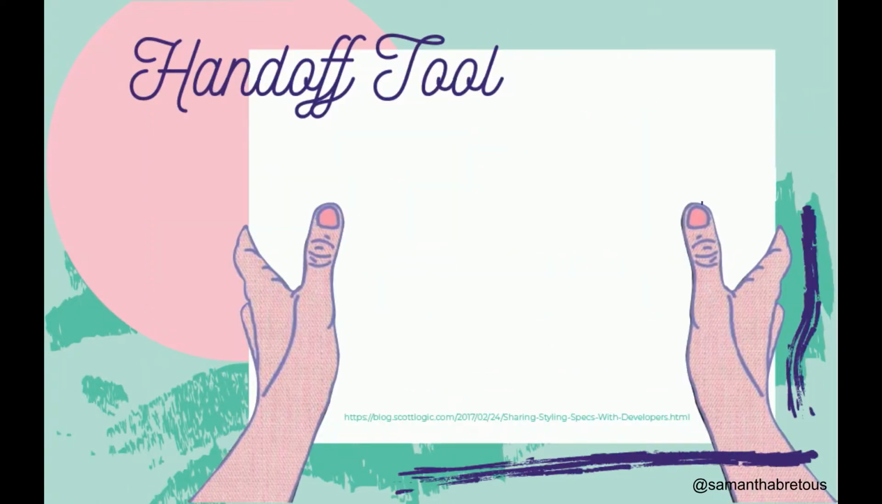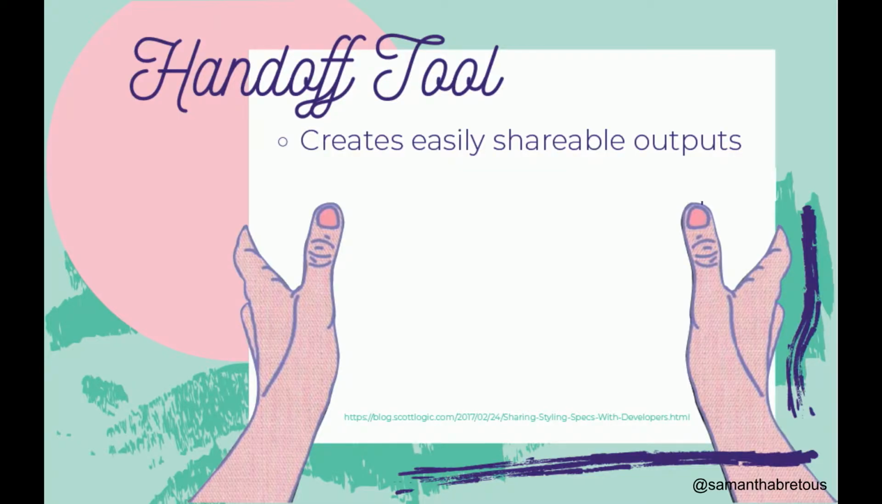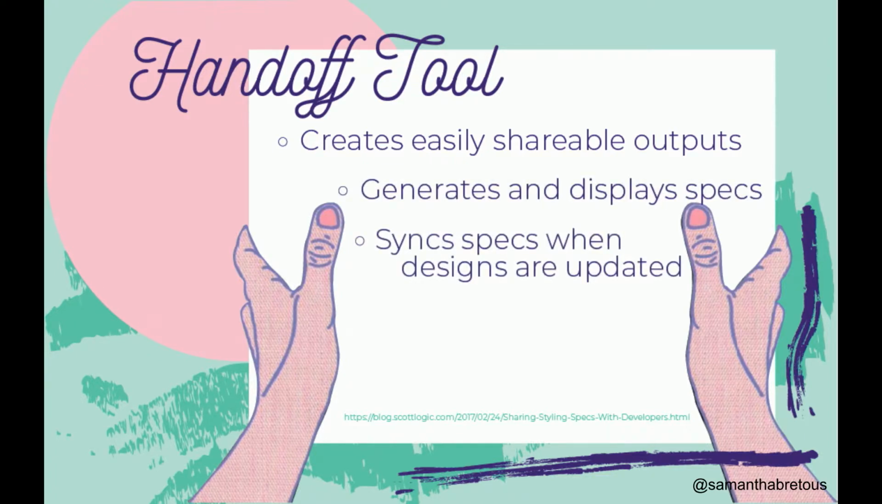Now that we have a design system, we need to make a handoff tool so designers can communicate with engineers. And of course, I have another list for choosing the right tool for your team. Okay, here they come. We need to create easily shareable outputs, that way the engineers don't have to wait for design to give them assets. They could just get them on the spot. It needs to be able to generate and display specs. It needs to sync with designs and make sure they're always updated.